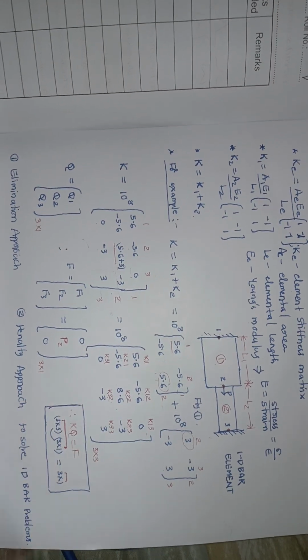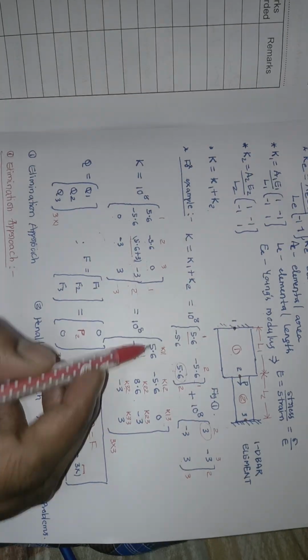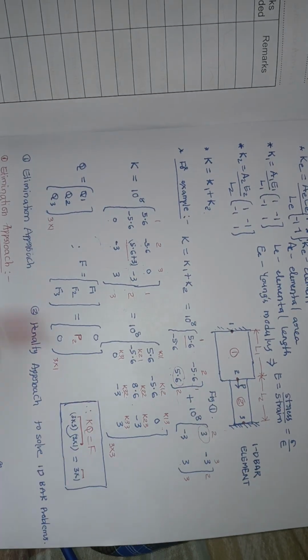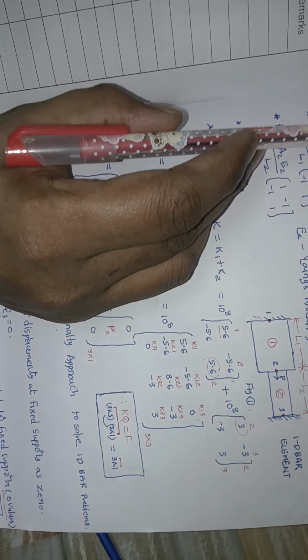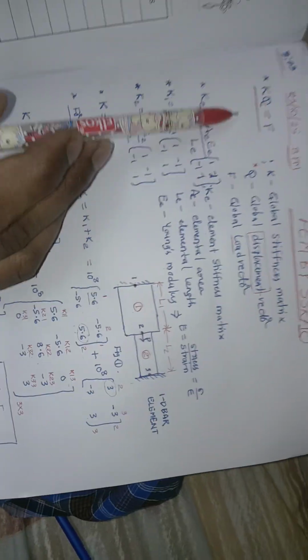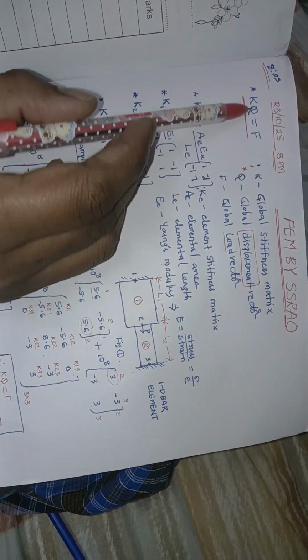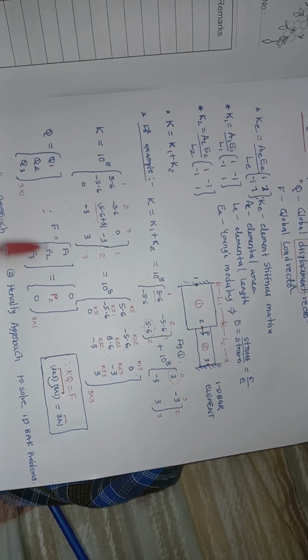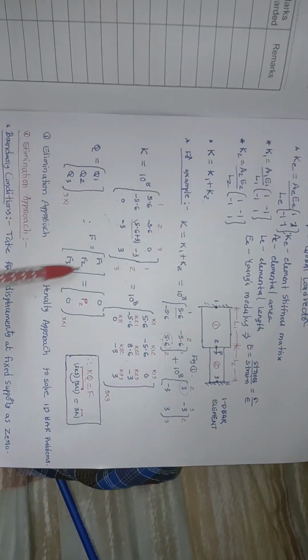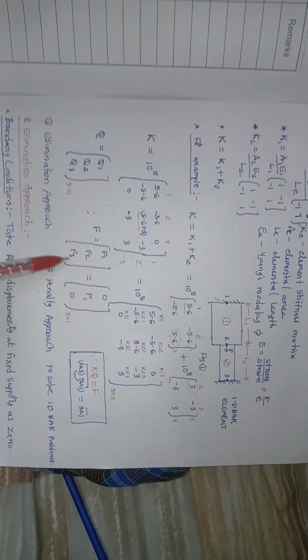You have to write the names like that. This is a 3 by 3 matrix, so 3 rows and 3 columns. So then this is the K, from this formula KQ = F, so you got the K value. Then after that you have to find the Q and F values. Here Q1, Q2, Q3, where F is F1, F2, F3.